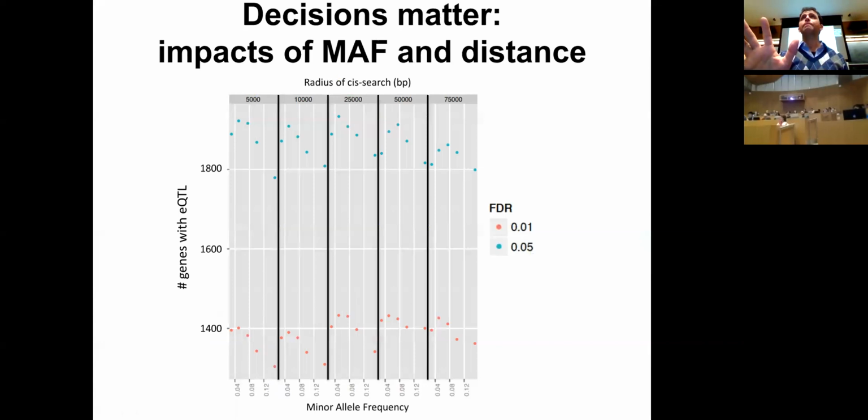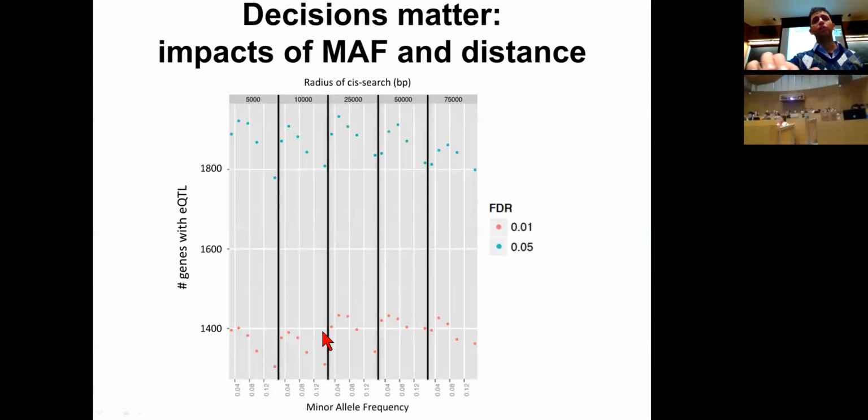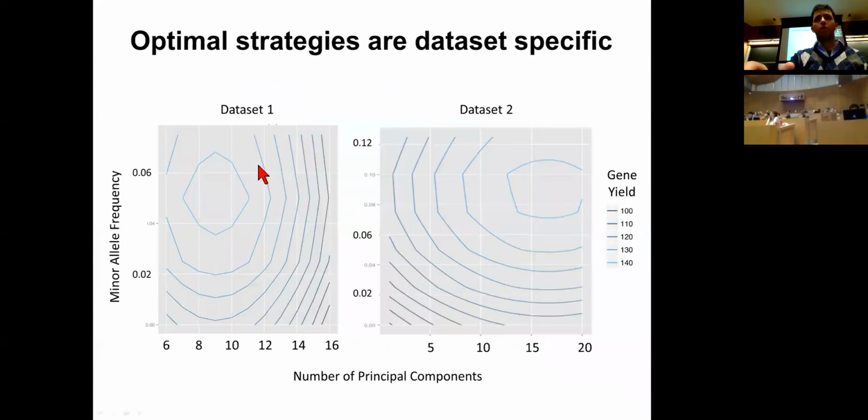Everybody with me on these? Awesome. So basically, all these decisions that you're making can influence your power greatly. And in fact, as you look at your minor allele frequency, your statistical power will decrease as you go down the math because you're testing more hypotheses. But your true signal will increase because these guys are more likely to have an effect. And then you can see that that factor dominates, and you can find many, many more of those SNPs.